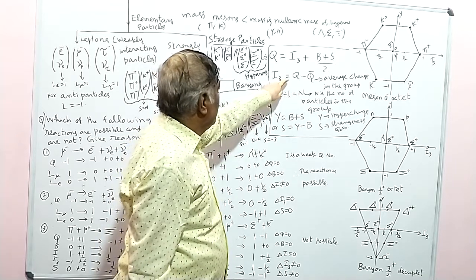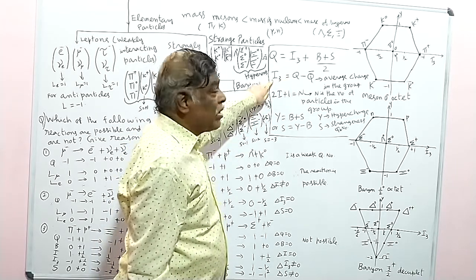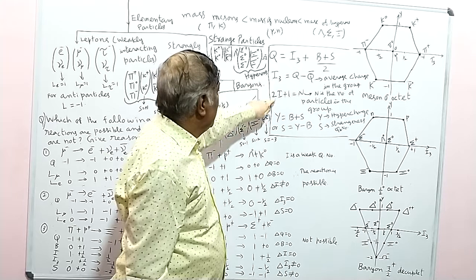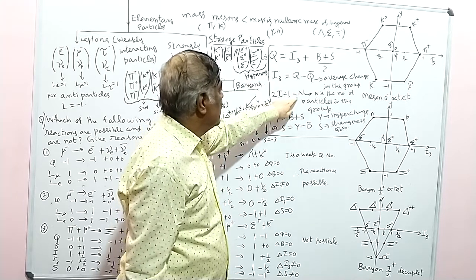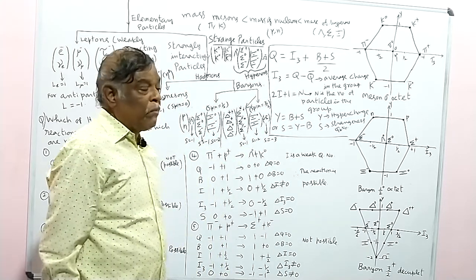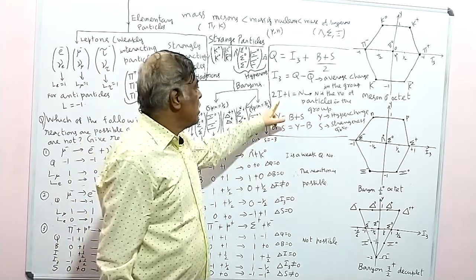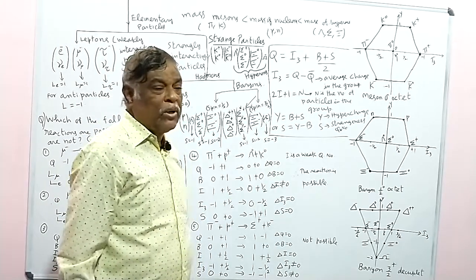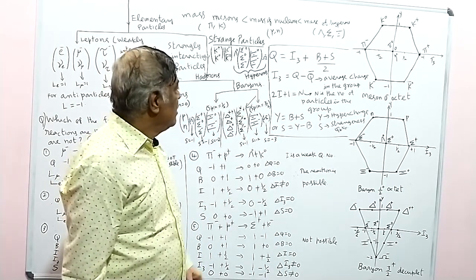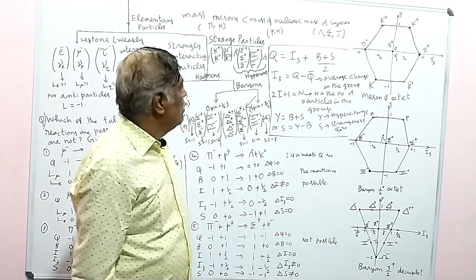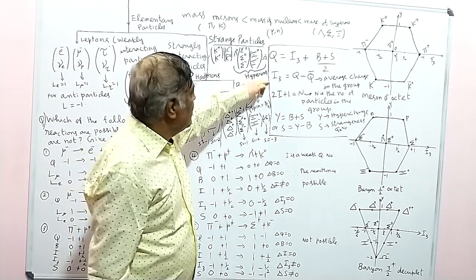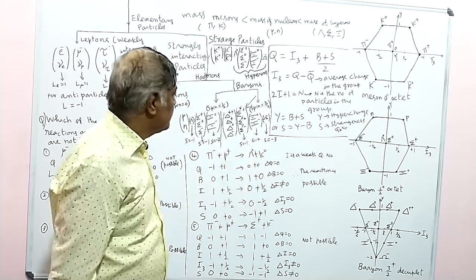Using this formula, you can also calculate I3, and 2I plus 1 is equal to N, where N is the number of particles in the group. Using this, the isospin quantum number can also be calculated. So using these formulas you can calculate the charge, I3, I and Y.